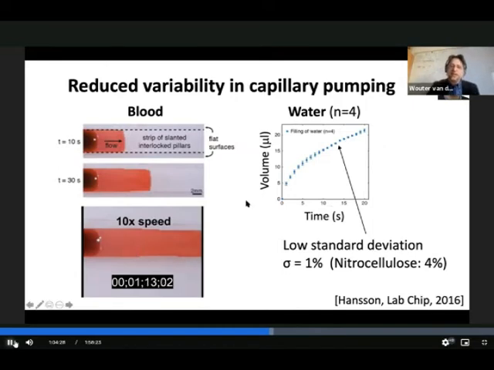If we compare to, for example, nitrocellulose paper, we have a standard deviation in pumping volume control that's much, much better, four times better, because it's a perfectly controlled structure. So the filling is very, very well controlled.